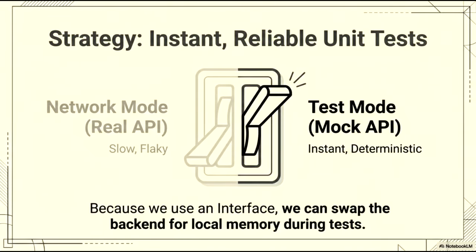To ensure our unit tests are both instant and reliable, we employ a strategy that separates our production environment from our testing environment. When running in network mode with a real API, performance can be hindered by latency and flakiness. By utilizing a mock API in test mode instead, we achieve results that are both immediate and deterministic. The key to this flexibility is our use of an interface, which allows us to seamlessly swap the live backend for local memory during the testing process, maintaining high velocity and stability in our development pipeline.